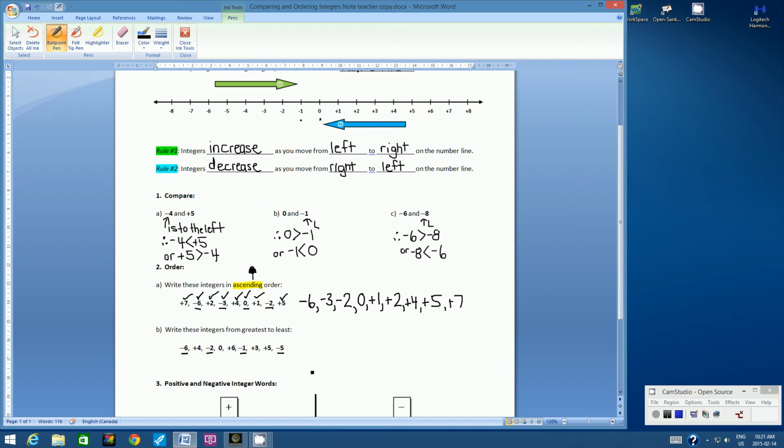So because the question asks you to write the integers from greatest to least, we have to kind of change our strategy here. Okay, so it's not the same question as above. So what I've done is I've identified the negative numbers so that I can look at them later. So now if we're going from greatest to least, let's look for the greatest integer. So I've got a +4, a 0, a +6, a +3, and a +5. Okay, so let's start with +6.